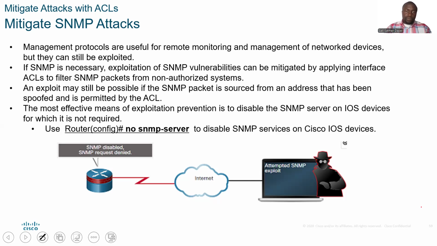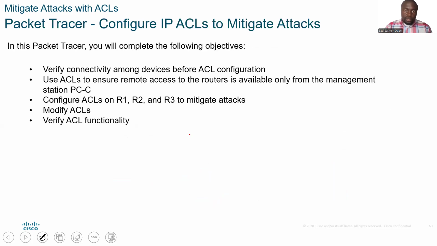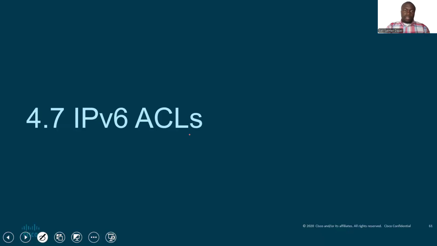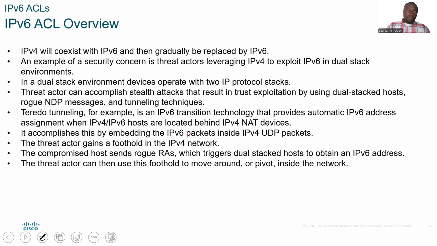Okay? So how do you disable it? Go to your global configuration mode and type no snmp-server and it will disable it. Why do you need to disable it if you are not using it? Because if you leave it open, it will be vulnerable. It's like the Bluetooth of your phone. If you are not using the Bluetooth of your phone, always put it off. If you leave it open and you are not using it, somebody can connect through it. So we have a Packet Tracer activity. Okay.